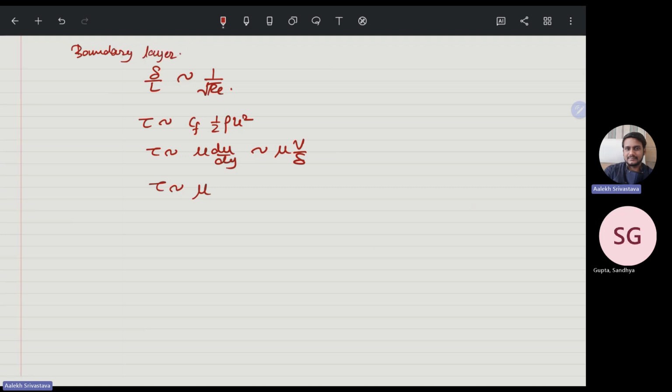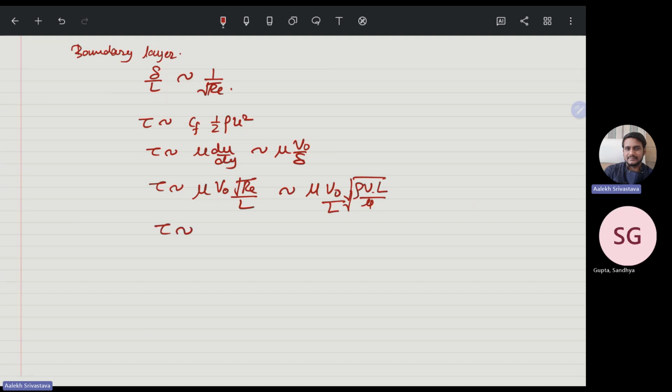Tau is mu v0 by delta, which is, if I write it in the reverse way, mu v0 under root Re by L. It is also equal to mu v0 under root Re, where Re is under root of rho vL by mu, into 1 by L.